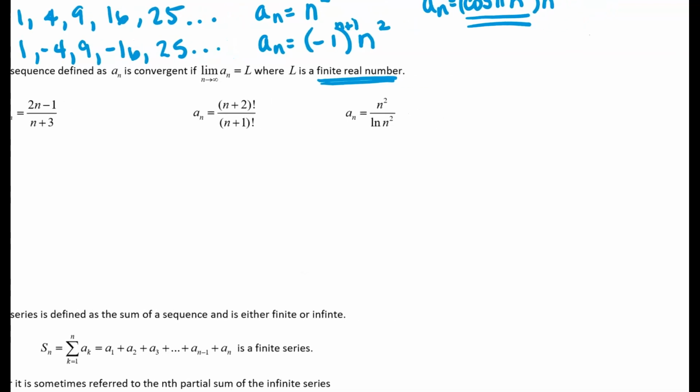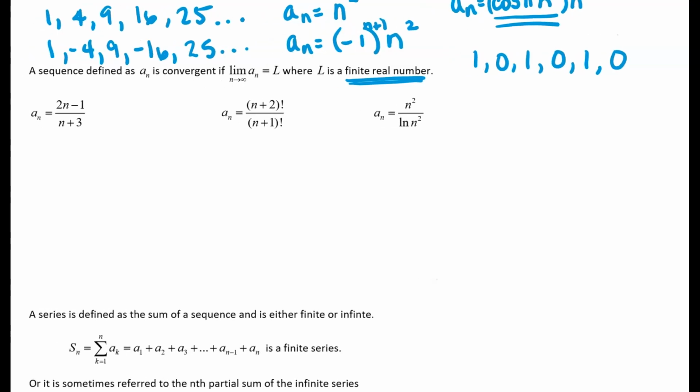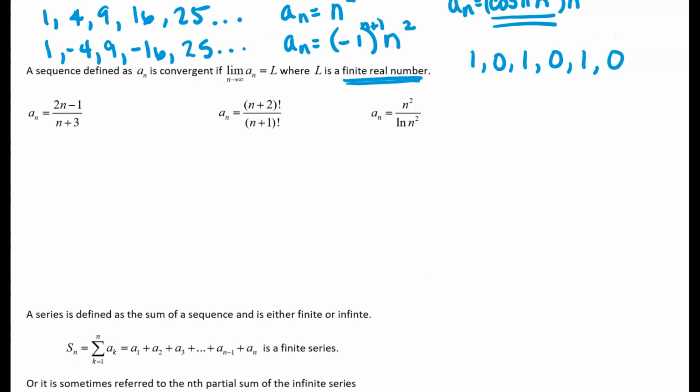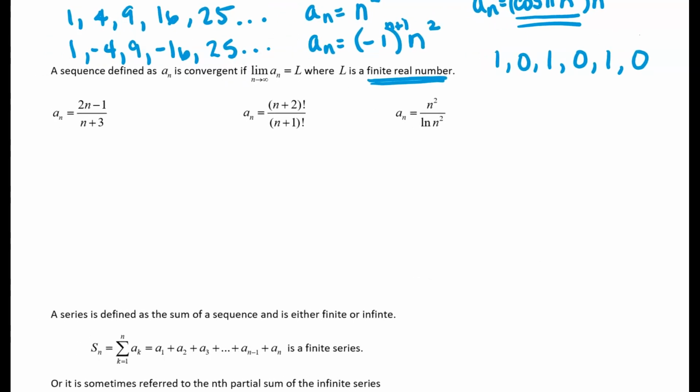You could also come up with a really silly one that goes 1, 0, 1, 0, 1, 0. It's predictable, but it's not going to a single finite number. It can't make up its mind. So there are really two big egregious non-convergent types, which we would call divergent: those that are going to either positive or negative infinity, and those that just can't make up their mind where they're going. So if you're talking about whether a sequence is convergent, we're going to take the limit as n goes to infinity of our defined sequence.